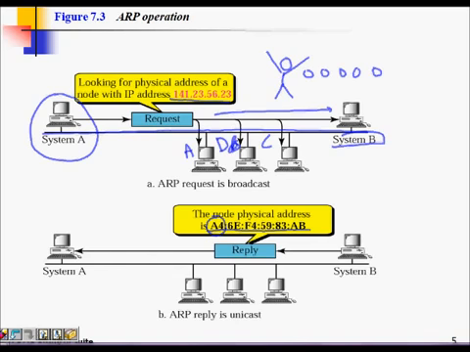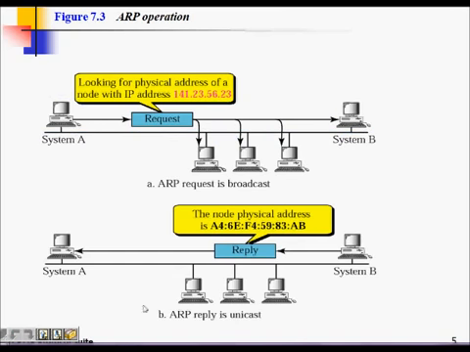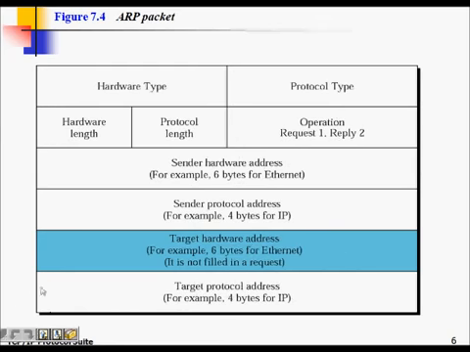So the ARP reply is unicast and the ARP request is broadcast. I asked each student in the class, only John replies that yes, he is John and his roll number is that particular one. Now let's come to the ARP packet.